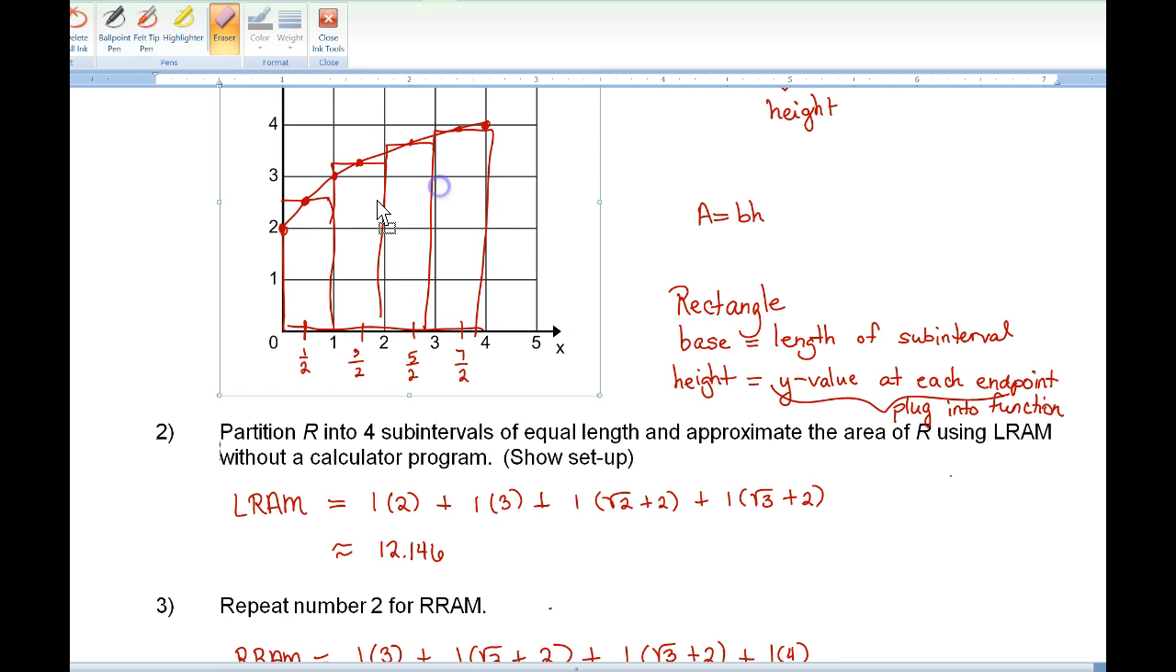So I'm going to just erase this here. That's okay, I can't erase those points. So I'm looking at these trapezoids here.